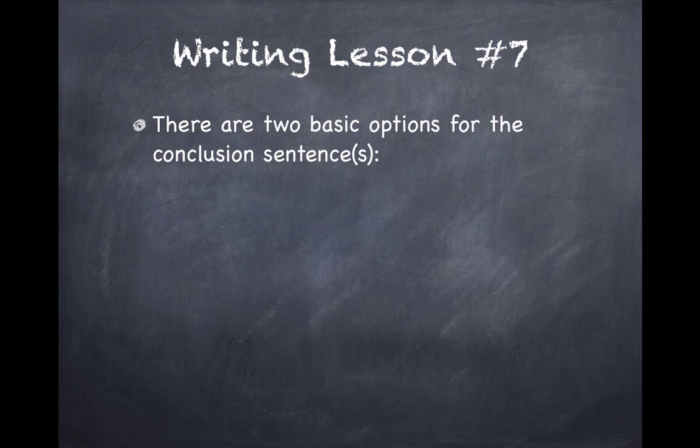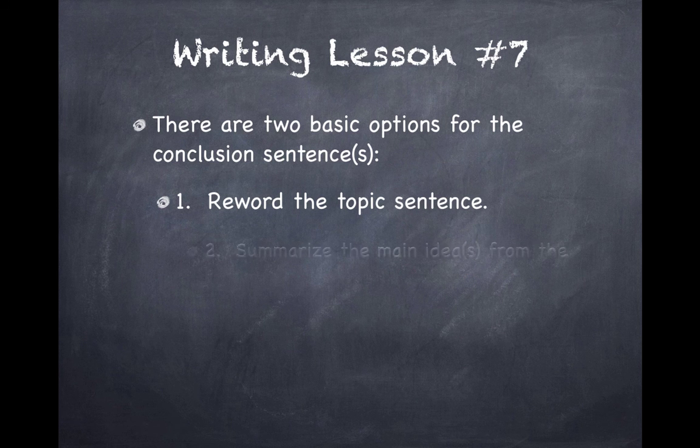Now, there are two basic options for the conclusion sentence or possibly sentences. Number one, the easiest way, is that you look at your original topic sentence and you reword it. So again, any phrases that you might have used, you want to try to avoid using those. You can use synonyms, you can do different wordings, you can rearrange, add in some different descriptive words like adjectives. You reword the topic sentence.